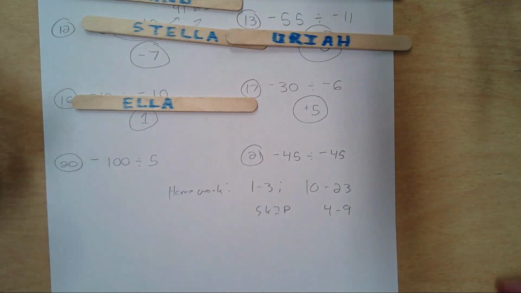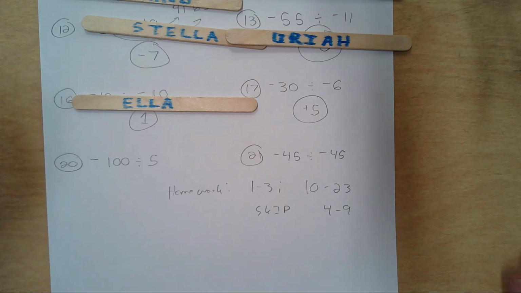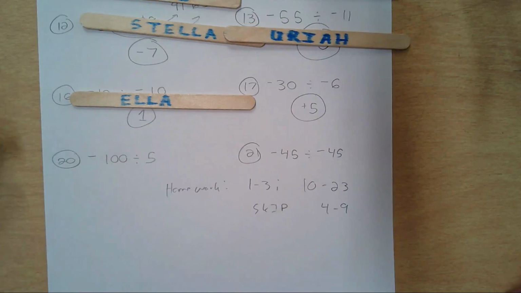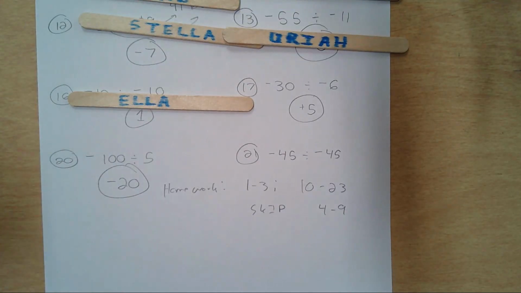20, -100 divided by 5. Ella. 100 divided by 5 is not 1. 5 divided by 5 is 1. 100 divided by 100 is 1. Okay, negative 20. Negative 20, correct. 100 divided by 5 is 20.